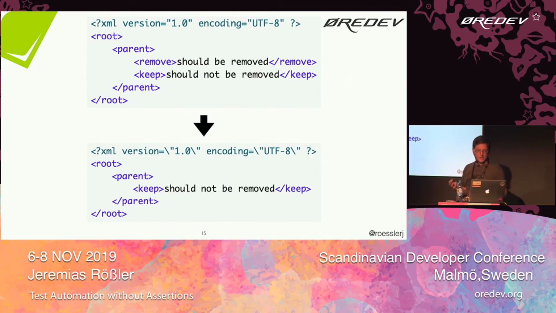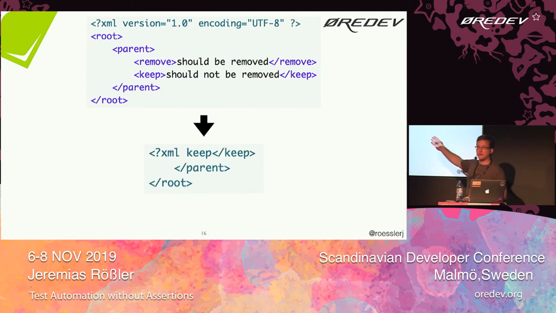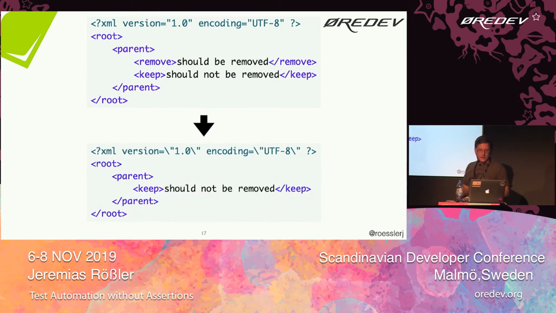However, the problem with that is, if you produce output like that, and it's not even valid XML, the test passes. Because the keep tag is still there and the remove tag is gone. So this kind of fulfills the assertion. Whereas this is what you want to see.